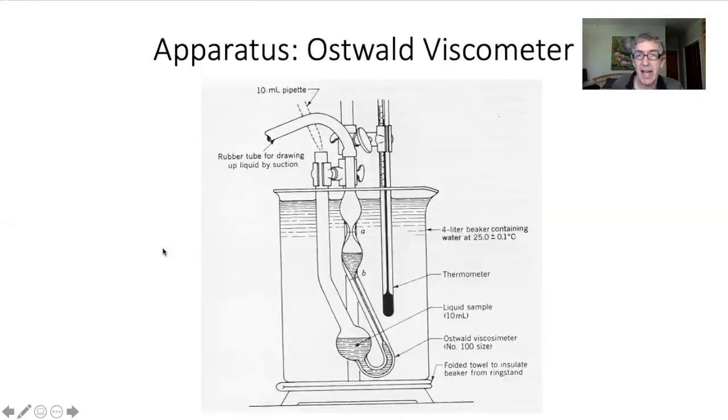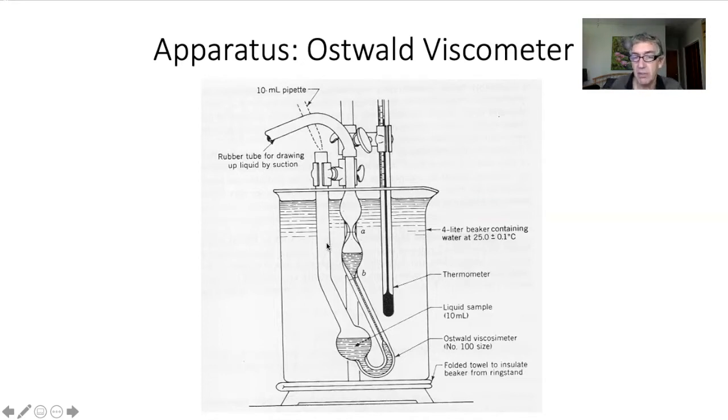Now let's talk about the apparatus. The apparatus is a piece of glassware. It's fairly expensive, called an Ostwald viscometer. It's a bent glass tube shaped in this odd way. Notice right here these two marks. One here, one here. These are called fiducial marks. There's an upper one and a lower one.